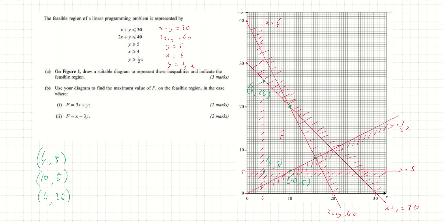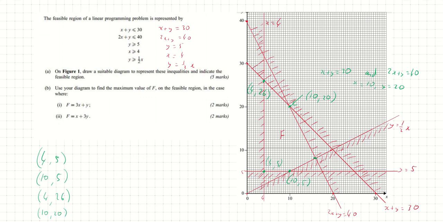Okay, we have a point here which is the intersection of x plus y equals 30 and 2x plus y equals 40. Well, these are two simultaneous equations. We can solve these easily enough. They have a solution when x equals 10 and y equals 20. So this is the point 10, 20. And if you've drawn the graph accurately enough, you can just read that off the axes as well. So we have 10, 20.